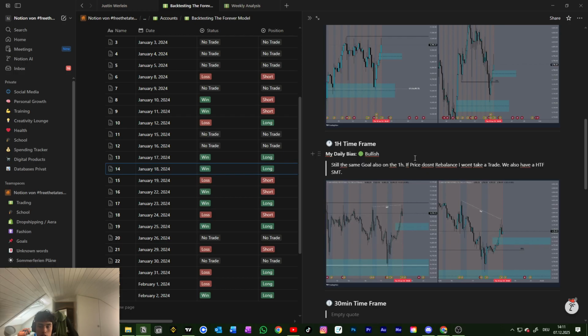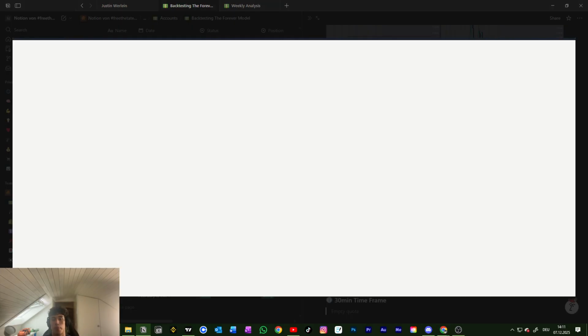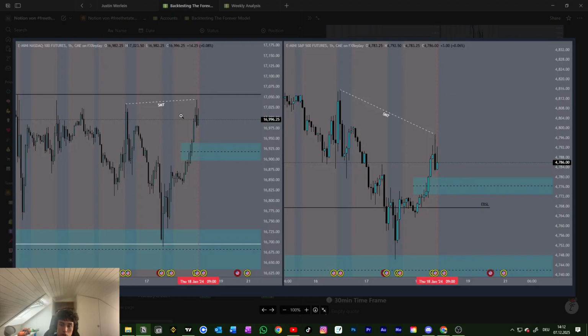We also have a high time frame SMT. Okay, let's look at the picture. So here the fair value gap, and we still have the bullish SMT in place on Nasdaq. So I would be looking at Nasdaq, and in Nasdaq you can see we're already in a fair value gap.